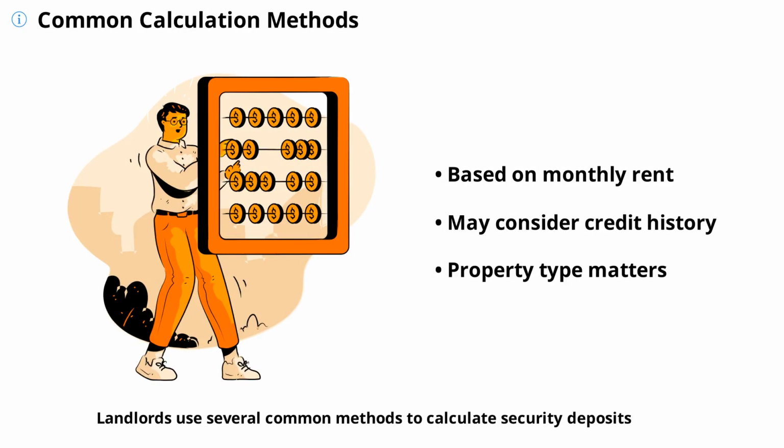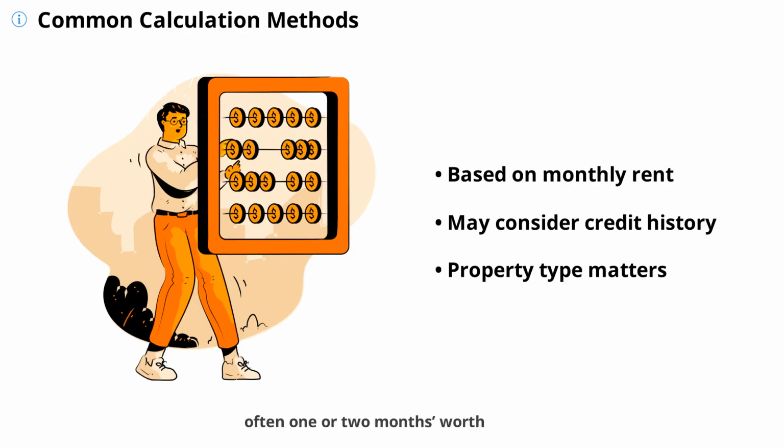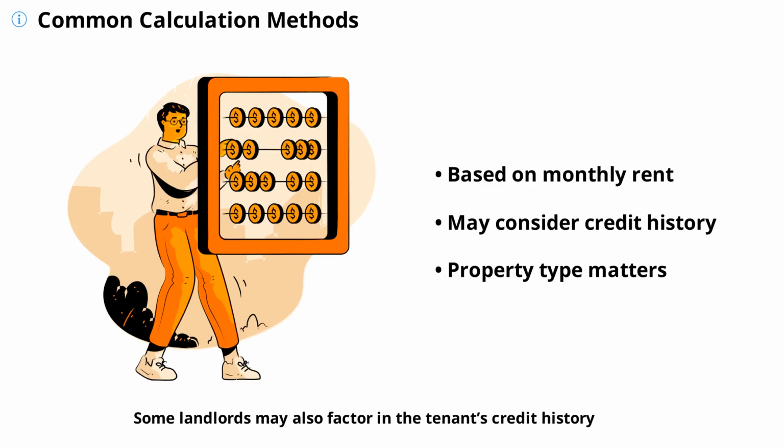Landlords use several common methods to calculate security deposits. The most typical approach is to base the deposit on a multiple of the monthly rent, often 1 or 2 months' worth. Some landlords may also factor in the tenant's credit history, rental background, or the type of property being rented. Understanding these methods can help you anticipate how much you'll need to pay when moving in.